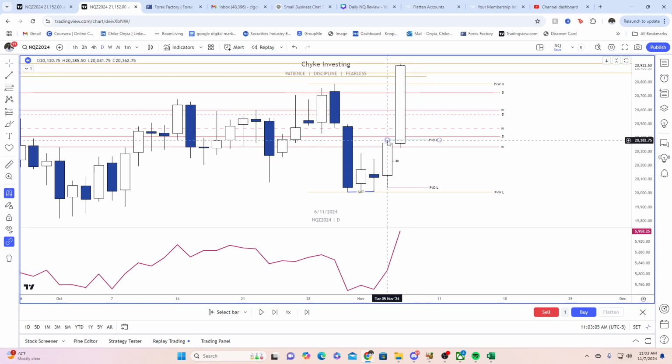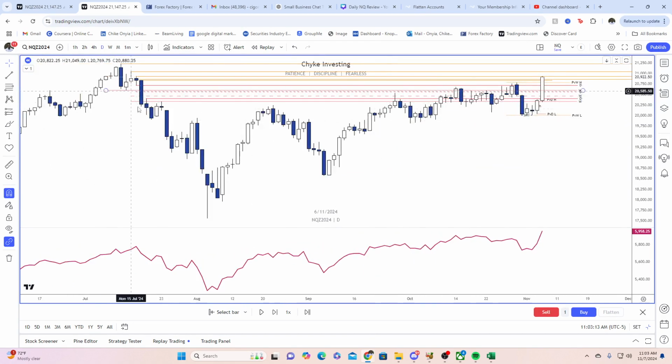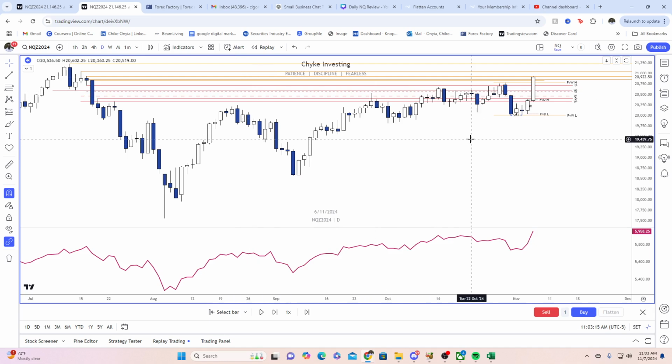We expanded, we took out this daily high as well, and we've taken out the previous week high as well. We closed through this daily SIBI and this weekly SIBI level today, right? So what are we saying here? They're going to be bullish.